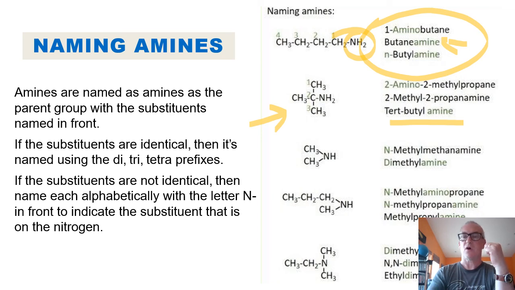We can also call it, what's the longest stretch of carbons in a row? Would be 2, or no, I'm sorry, 3. So if we went 1, 2, 3, or 1, 2, 3, so that would be propane. So 2-methyl-2-propanamine. 2 being where the methyl group is.